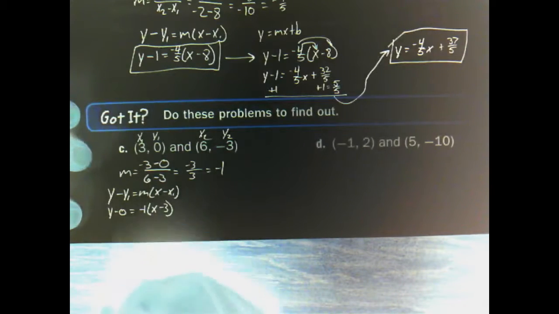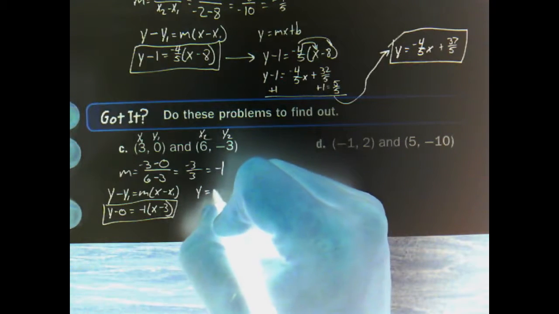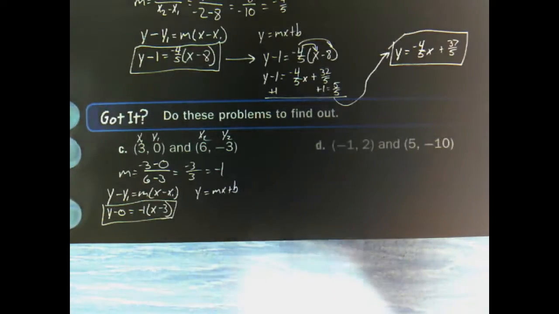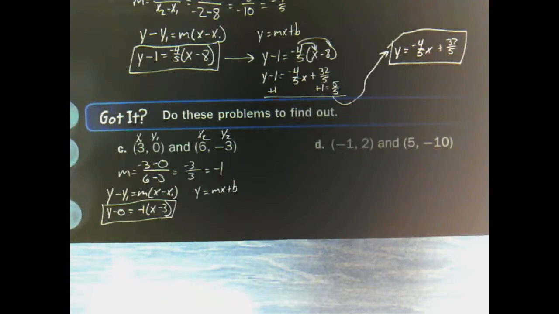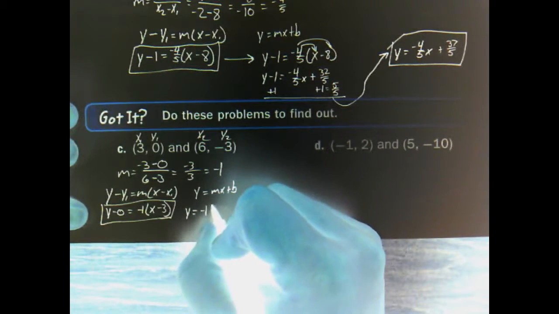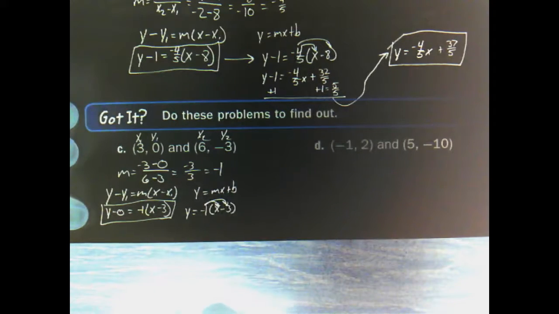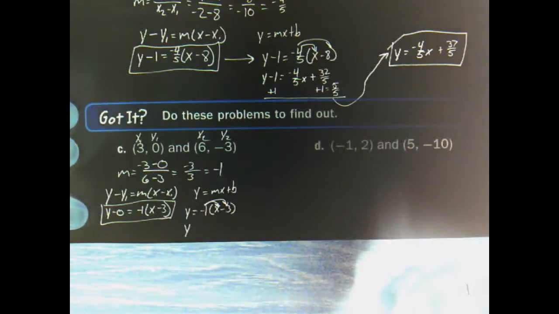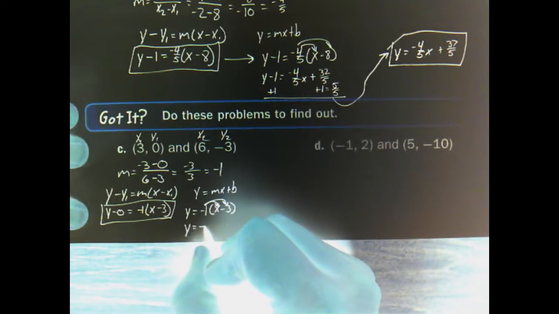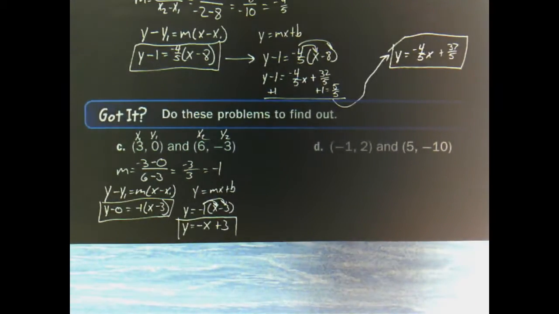There is my equation in point-slope form, and now I need it in slope-intercept form, y equals mx plus b. And this one really only takes one step to solve, and here's why. y minus 0, well, that's just y. So really, to start with, I have y equals negative 1 times x minus 3. So all I need to do is distribute this, and I'll have my answer. In slope-intercept form, I have y equals negative x plus 3. And that is my answer.